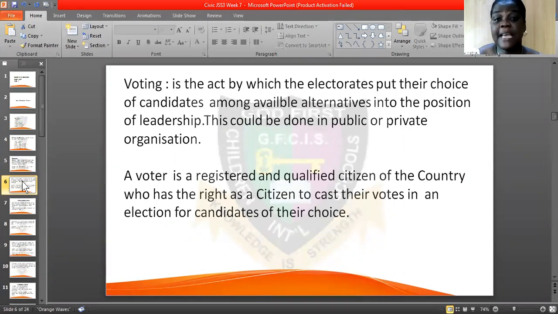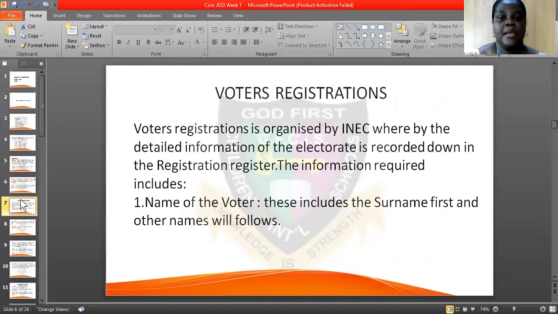And a voter is somebody that is eligible to vote, that is eligible to register and qualified as a citizen of the country. It's not everybody that can be called a voter, most especially people from age 0 to age 17. But once you attain age 18 and above, then you are an eligible voter. You can register and you are qualified to register.